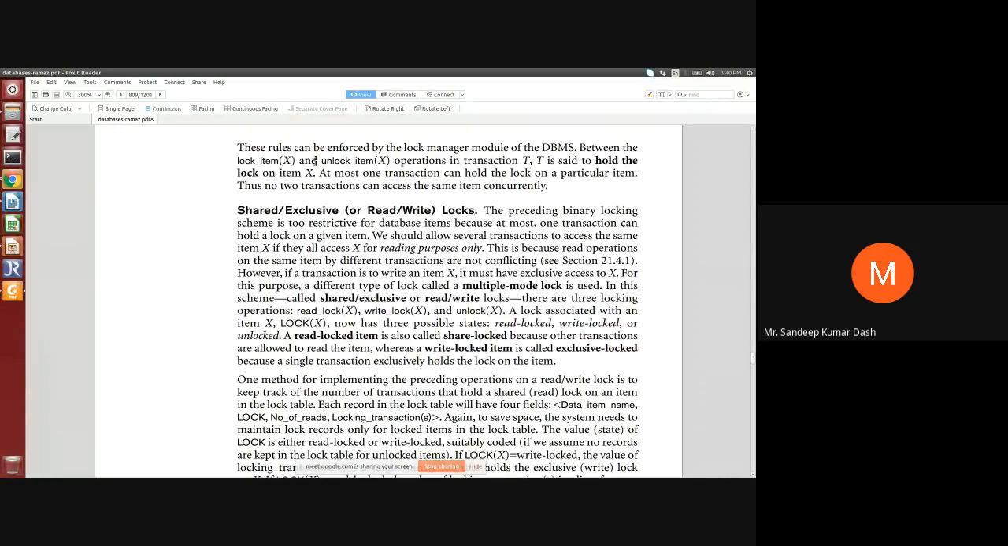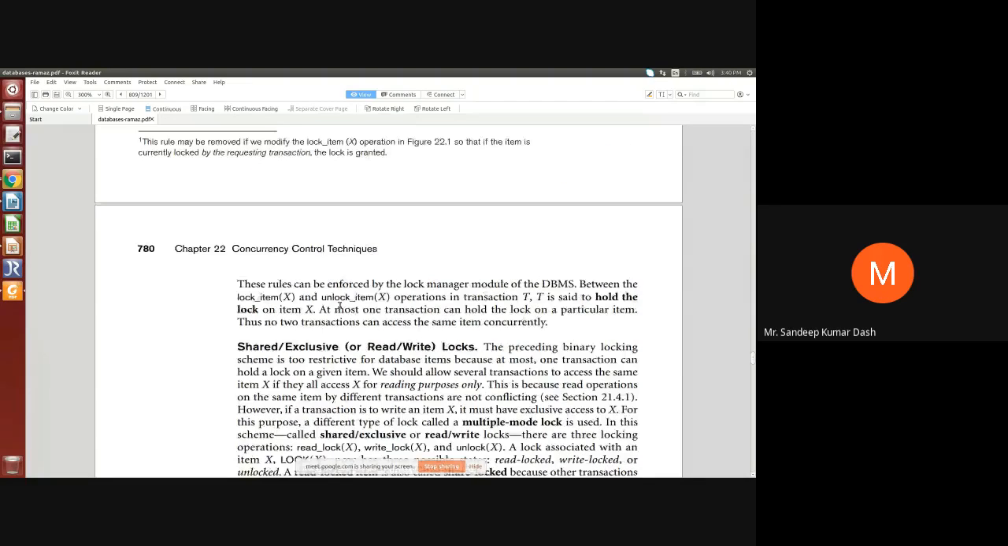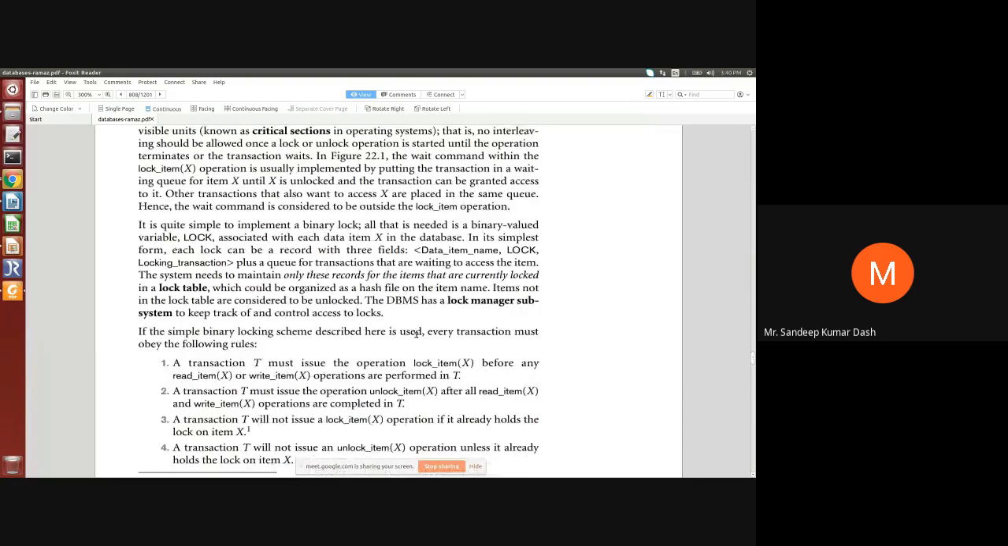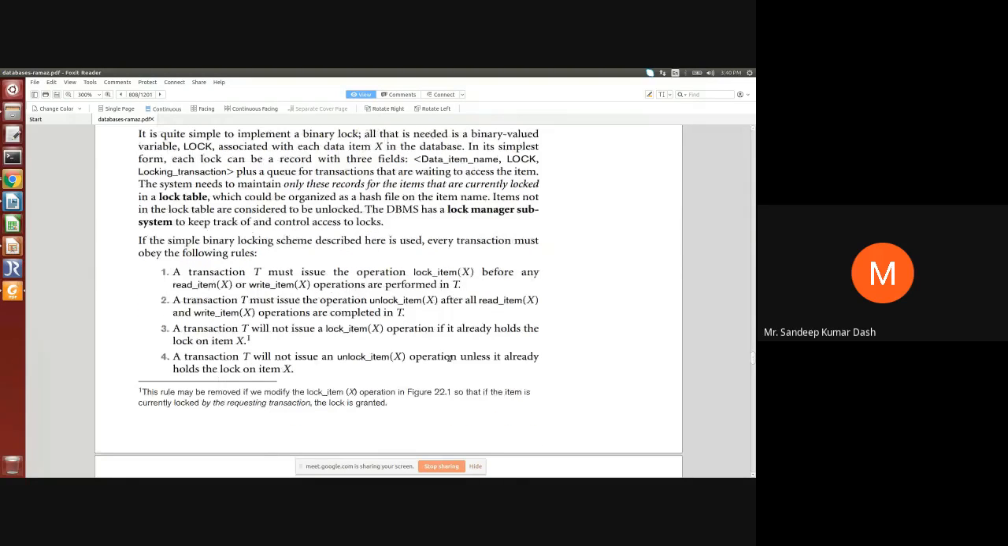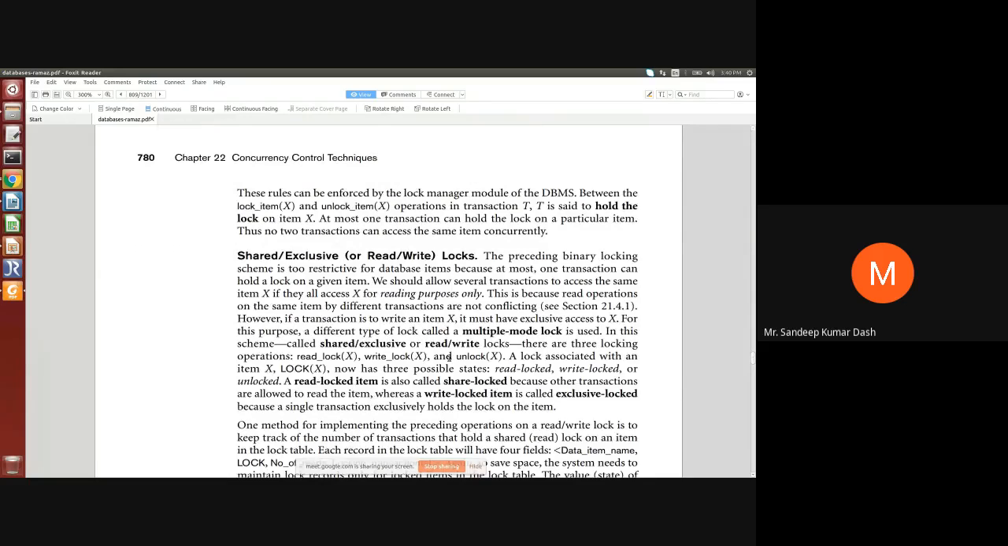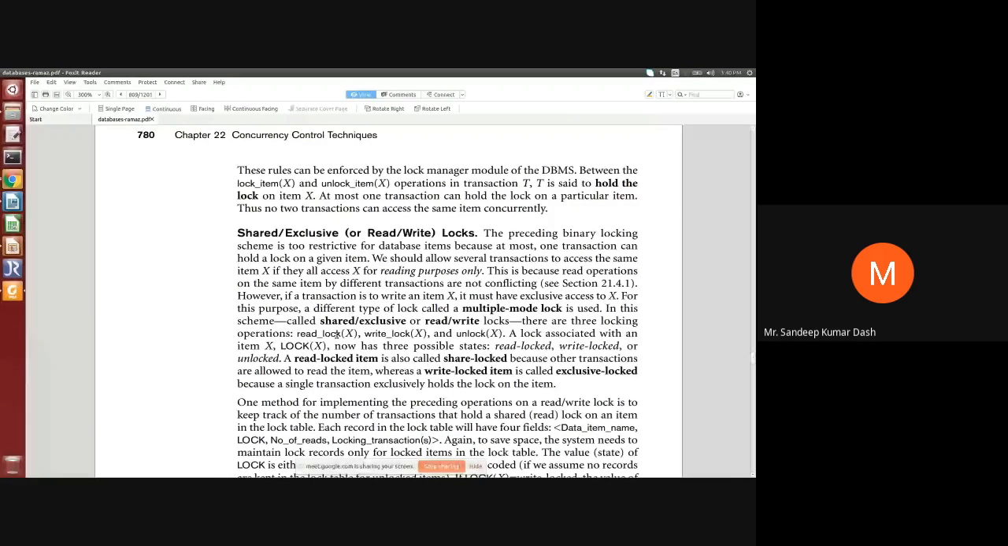So that is the use of shared lock. If you are acquiring a shared lock, you need to write it like read lock. In the previous case, you write lock item X, which means you are acquiring a lock. Whatever you do after that, you may read it or modify it, it is up to the transaction. But in case of shared lock, if it issues read lock, then it can only read. If it issues write lock, it can only write into the data item.